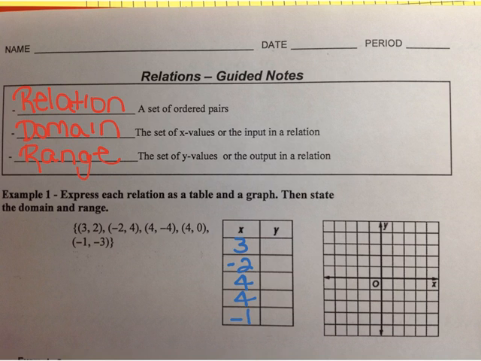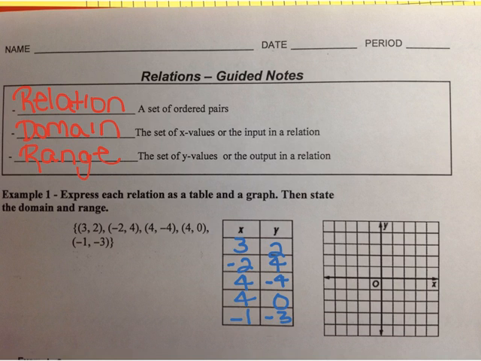So let's go back to the beginning. In the ordered pair 3, 2, our y value is 2. And -2, 4, 4 is our y value. 4, -4, -4 is the y value. The next one, 0 is our y value. And lastly, -3 is our y value. Okay, so let's take a second and go ahead and graph these ordered pairs.